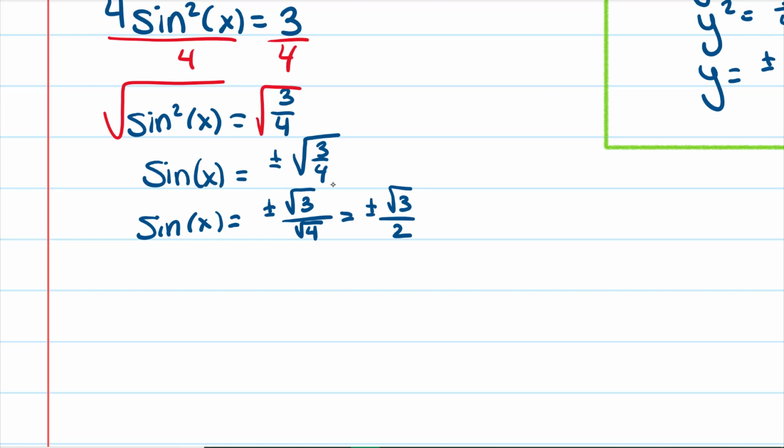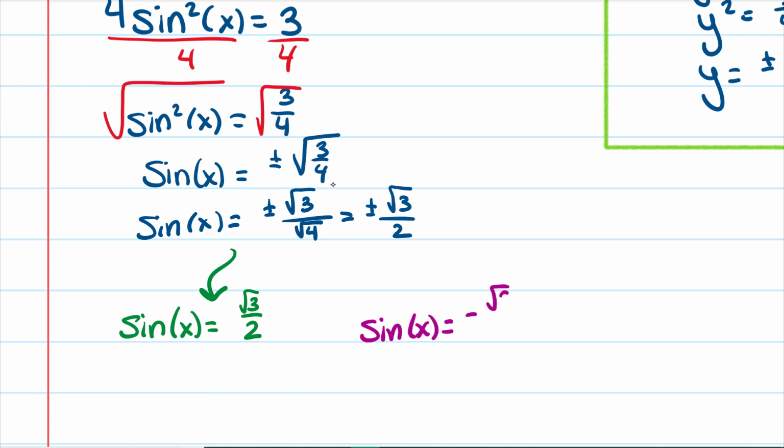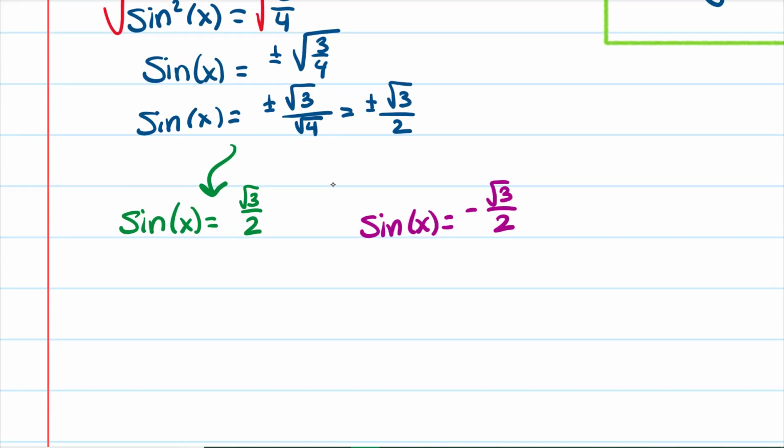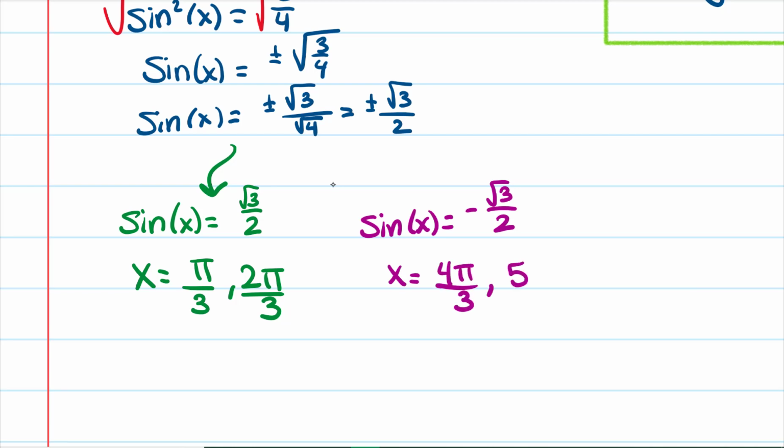So this really now breaks down into two problems. It's going to break down into sine of x is equal to radical 3 over 2, and sine of x is equal to negative radical 3 over 2. So all we have to do now is go ahead and solve this problem. So where is sine of x equal to radical 3 over 2? It's equal to radical 3 over 2 at pi over 3 and 2 pi over 3. And sine of x is equal to negative radical 3 over 2 at 4 pi over 3 and 5 pi over 3.